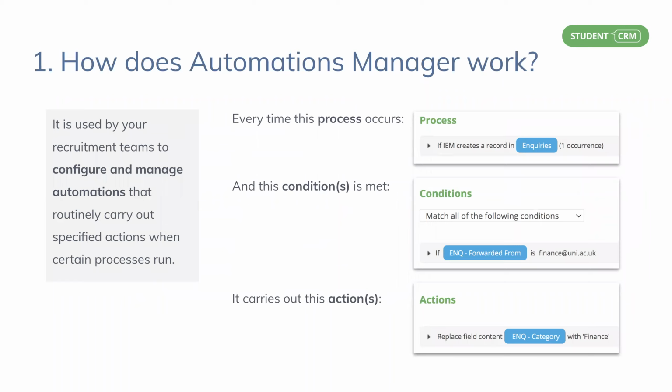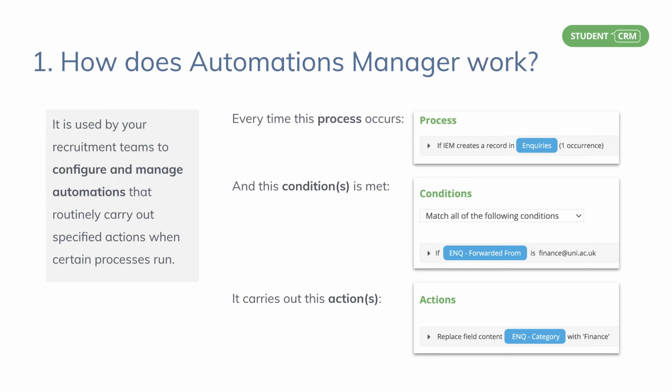Well, the idea behind automations is your recruitment teams use it to configure and then manage any automations. And the idea is they routinely carry out specified actions when certain processes run. So on the right hand side, we can see that every time a process occurs, and in this case, it's listening out for the process: if an inbound email creates a record in your inquiries app. Okay, so that's the process it listens out for.